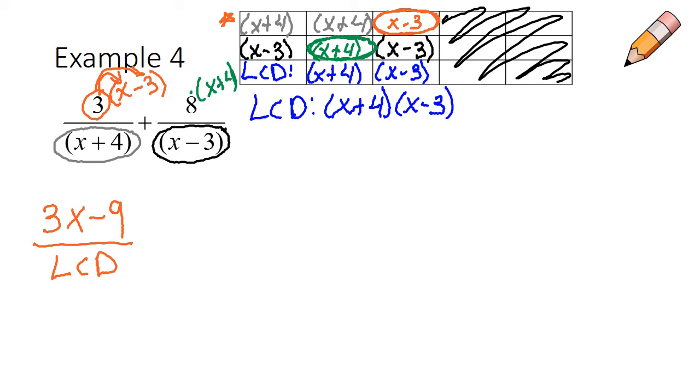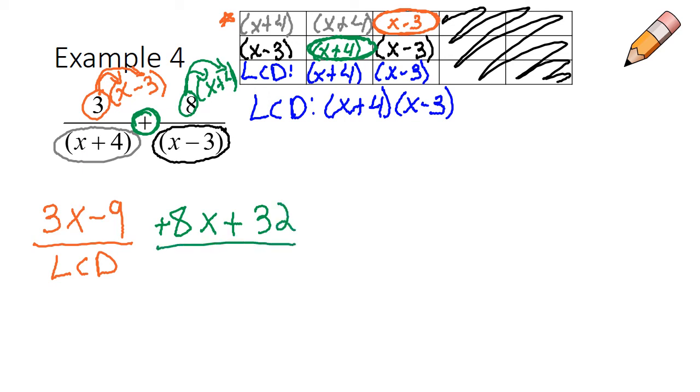When I do that, I'm going to distribute my 8. So I'm going to get, and it's a positive 8. Make sure you're checking that sign. That's very important. I'm going to get a positive 8x plus 32 over my LCD.